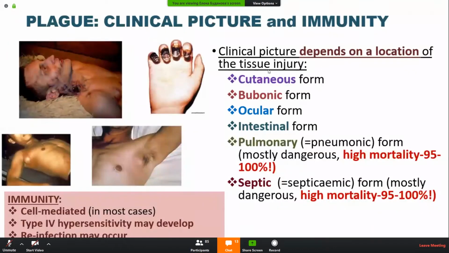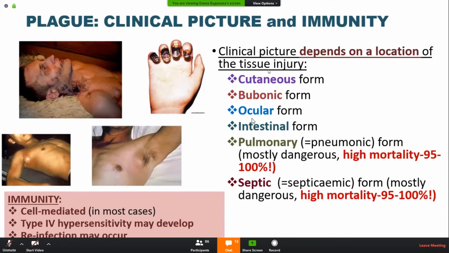Well, clinical picture. There are different clinical manifestations of plague, and they include the cutaneous form, local damage, the bitten area. We can see inflammation and primary lesion caused by bacteria. Then bacteria go to local lymph nodes, local lymphatics, and the bubonic form develops. You can see inflamed regional lymph nodes.